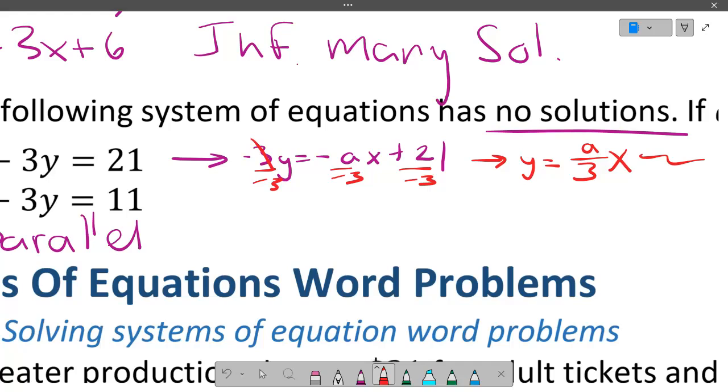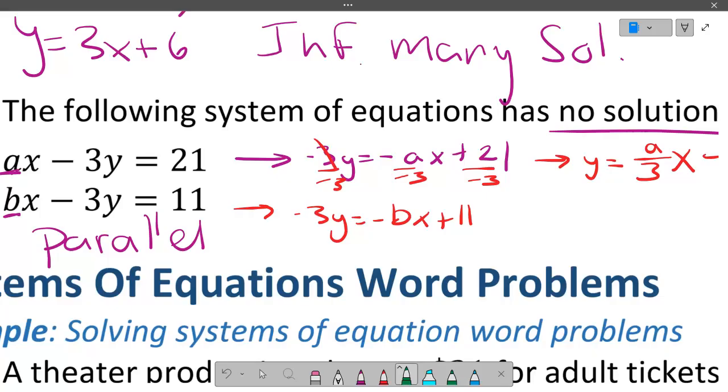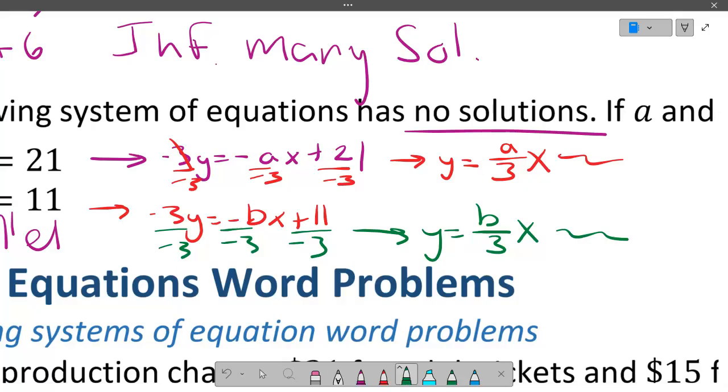What about the slope of the second line? So we got b over 3 x and then whatever the intercept is. Again, I don't care about the intercept. All I care about is the slope. So we've got the slope, or at least expressions for the slope.